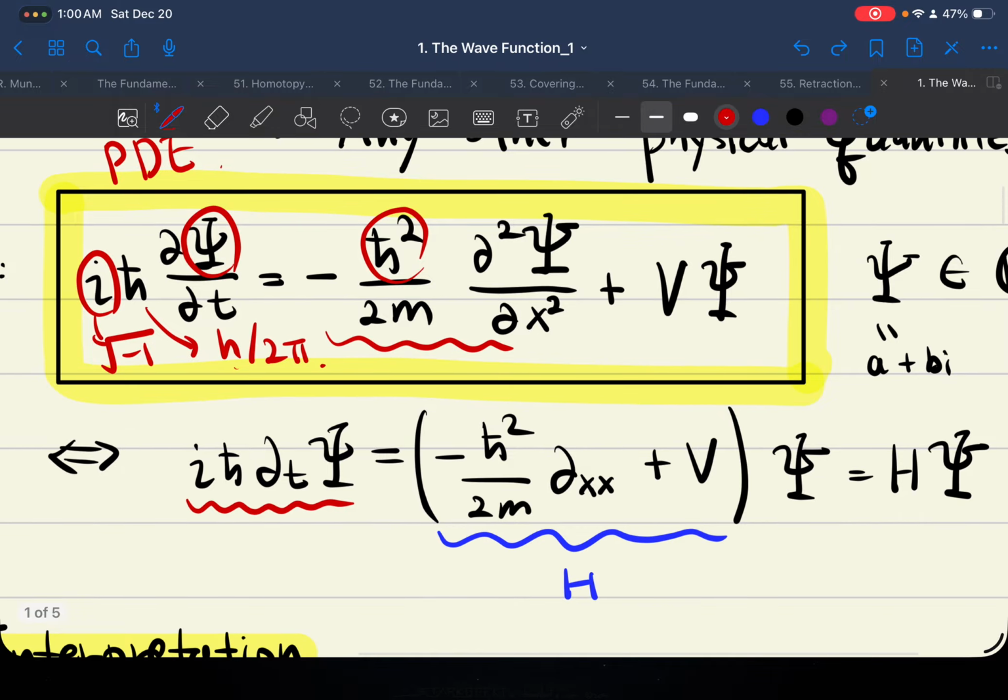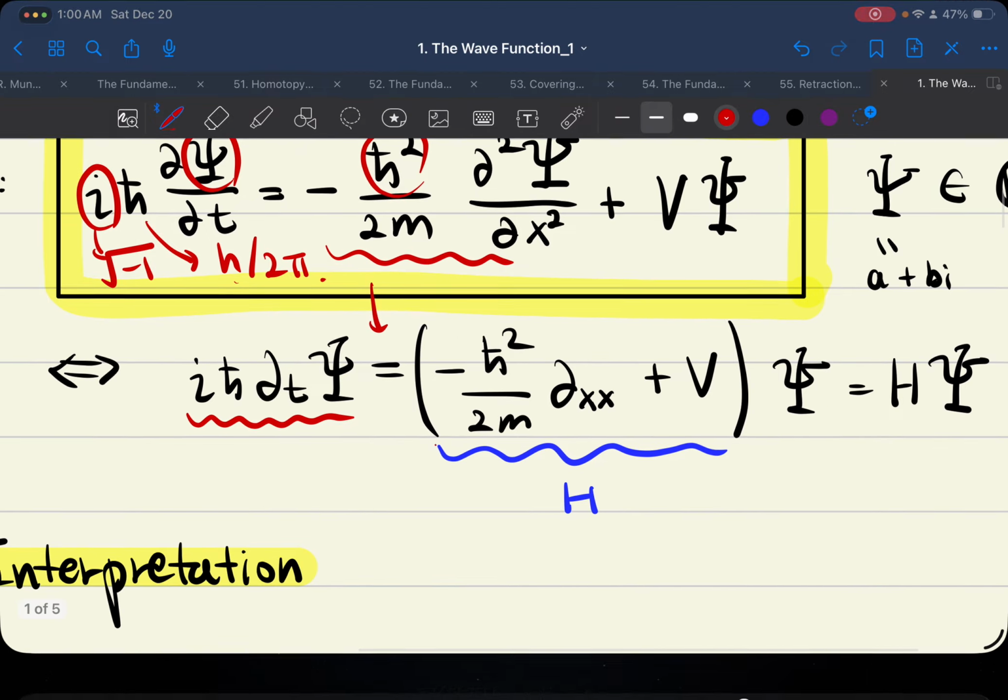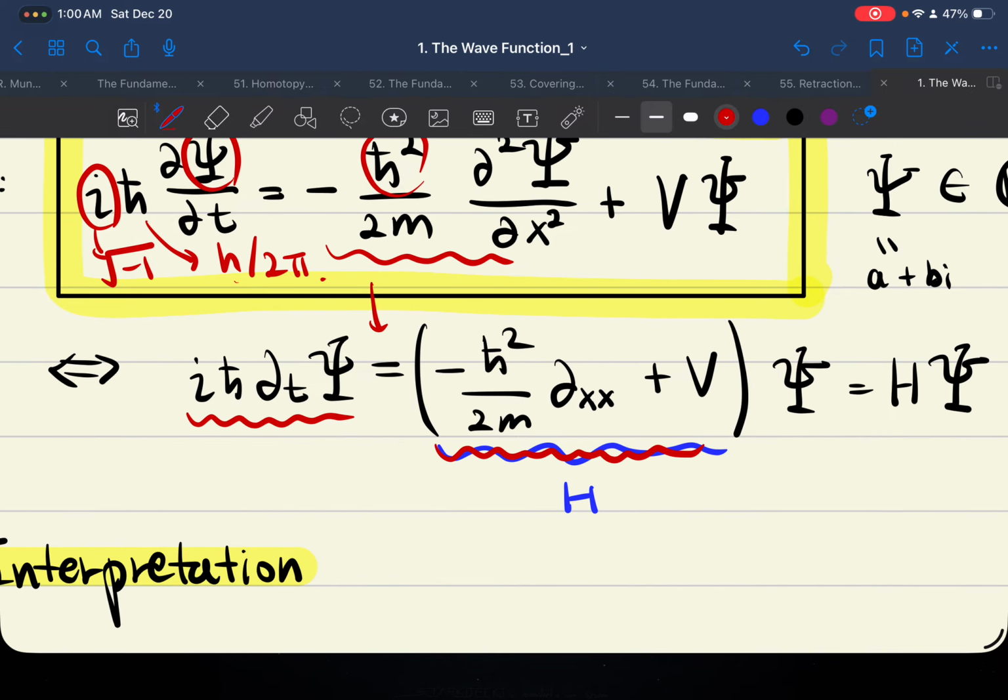We can rearrange this equation like this: i h bar partial t psi equals minus h bar squared over 2m partial xx plus V, acting on psi. We call this operator term H. This is sometimes called the Hamiltonian operator. So this equation has a very simple form: i h bar partial t psi equals H psi.